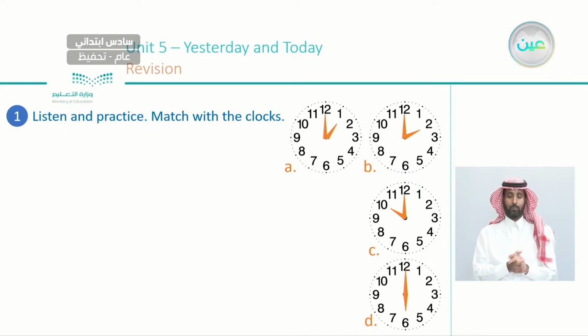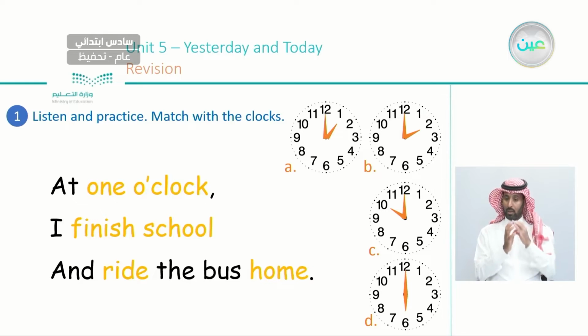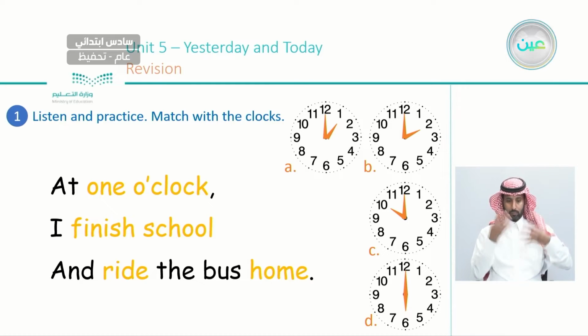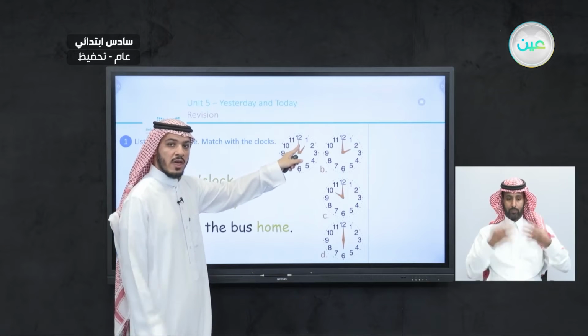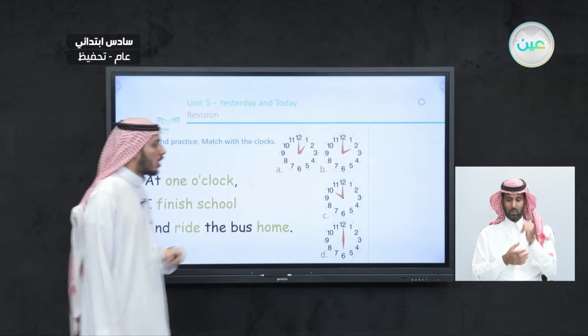Excellent. Okay. After that, at 1 o'clock, I finish school and ride the bus home. Okay, now, can you tell me which clock here is related to the sentence? Yes, A, B, or C? Excellent, it's A. So this is 1 o'clock. So the small hand on the 1 and the big hand on 12.